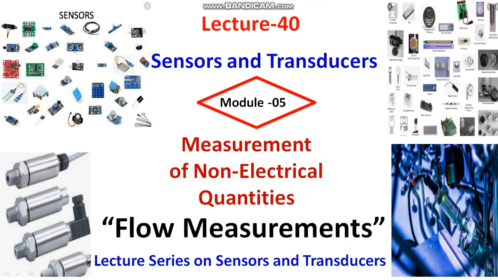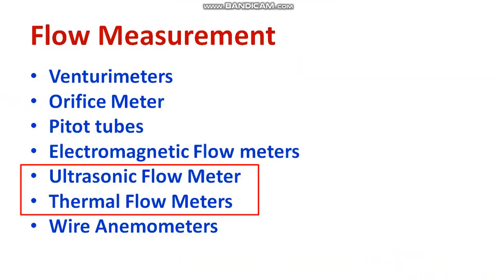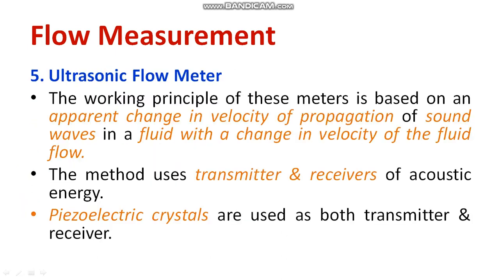We have been discussing the various methods of flow measurement. In the previous two sessions, I have completed Venturi meter, orifice meter, pitot tube, and electromagnetic flow meters. In this video, I am going to discuss two other methods of measurement of flow, such as the ultrasonic flow meter and thermal flow meters. Let's understand how the ultrasonic flow meter and thermal flow meter help us measure the movement of liquid flow.